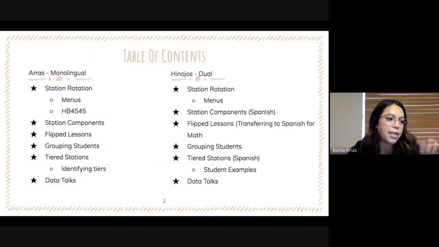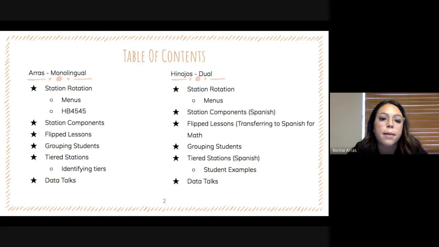So this is kind of just an outline of what we're going to be doing. I'll be presenting what it looks like in the monolingual classroom, what our station rotations look like, our menus, how this fits in with House Bill 4545, because for fourth grade and we know sixth grade, those are two of the grade levels where we fall into that category, but it also transitions to fifth grade and third grade because they're still filling in the gaps from the COVID year and how to catch those kids up and scaffold to get them to where they need to be today.